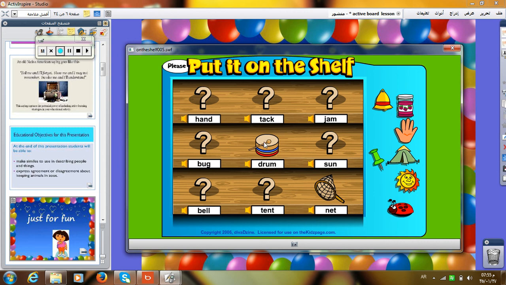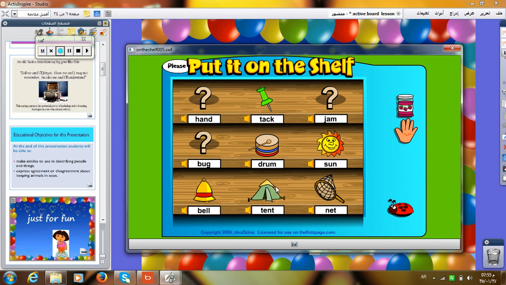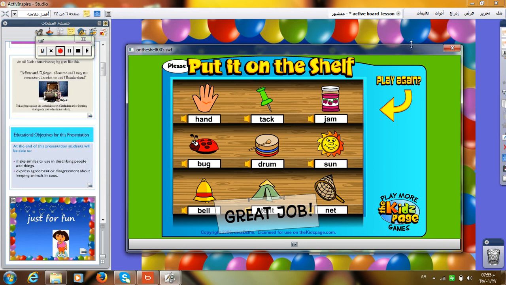Net, drum, tack, bell, sun, tent, bug, hand, jam. Great job!